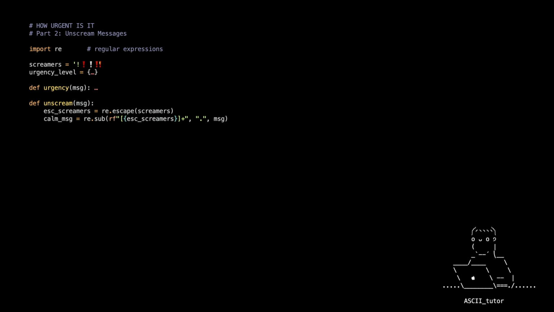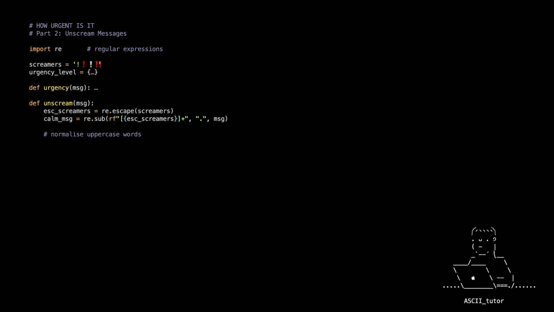That search pattern is the first argument of re.sub. Second is the replacement, a quiet little period. Third is the message. This method returns a string without all the screamy punctuation, just quiet, demure periods. The stress level is immediately reduced.